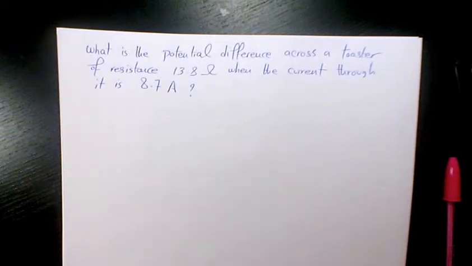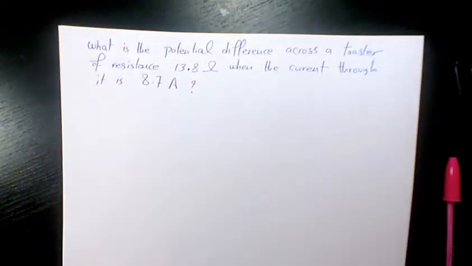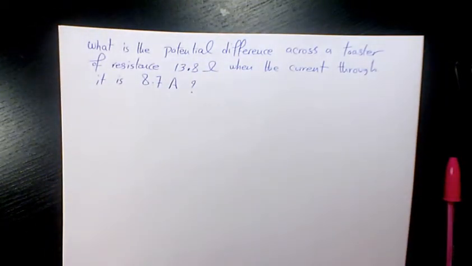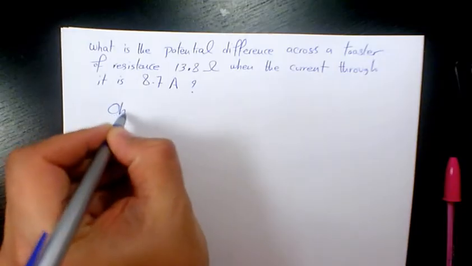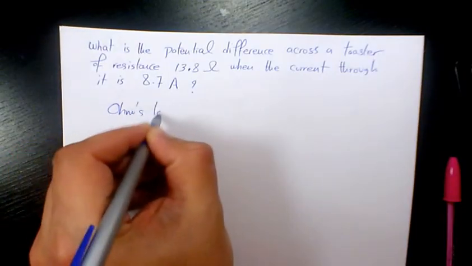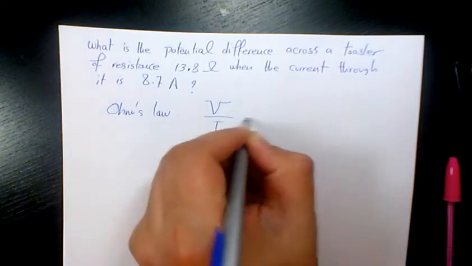What is the potential difference across a toaster of resistance 13.8 ohm when the current through it is 8.7 ampere? So if we use Ohm's law, it is saying that V divided by I equals R.